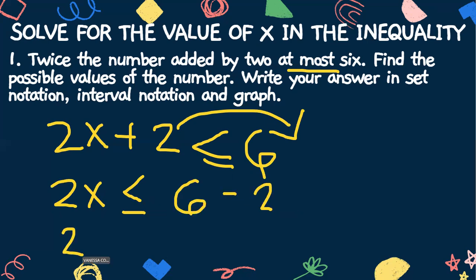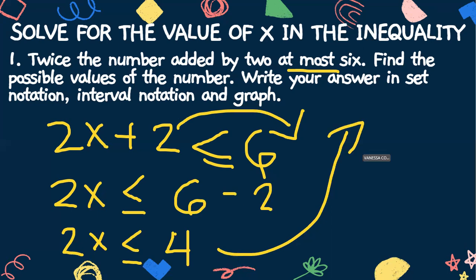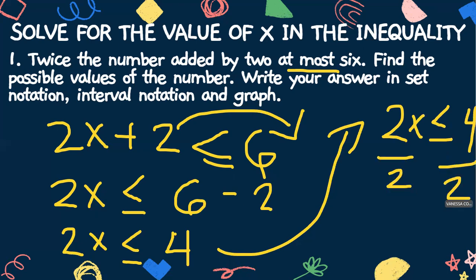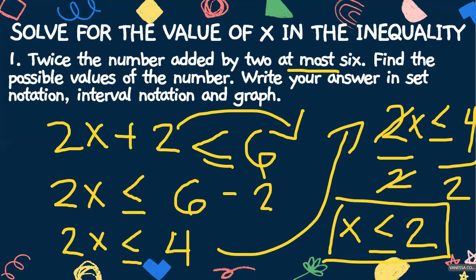So, magiging 2x less than equal 6 minus 2, that is 4. Okay, 6 minus 2, that is 4. So, 2x is less than equal 4. Step number 5 natin, may kasama si variable na constant, divide natin kay 2. Parehas silang 2, cancel. So, x is less than equal 4 divided by 2, that is 2. Okay, so ang ating value is x less than or equal to 2.